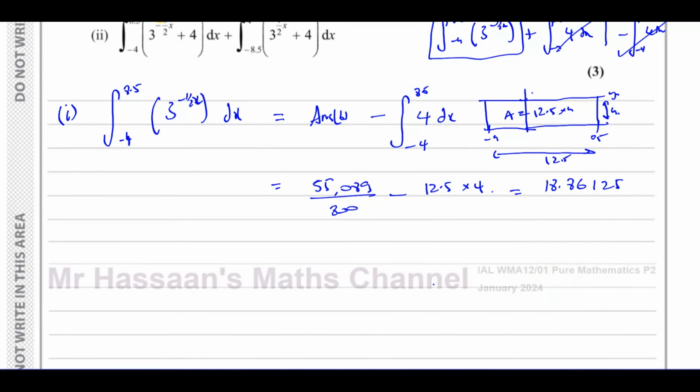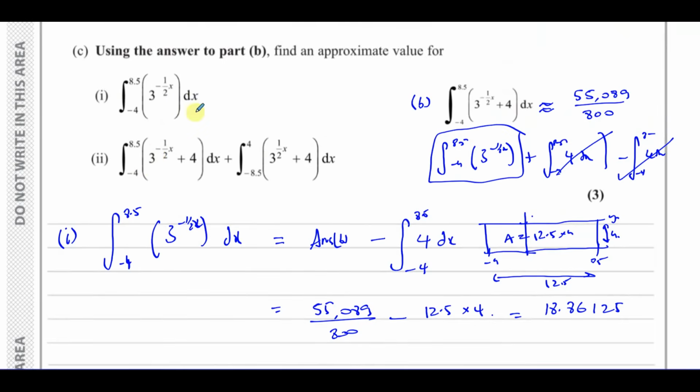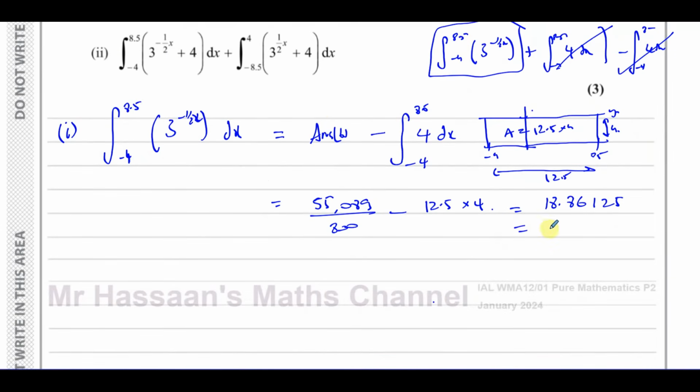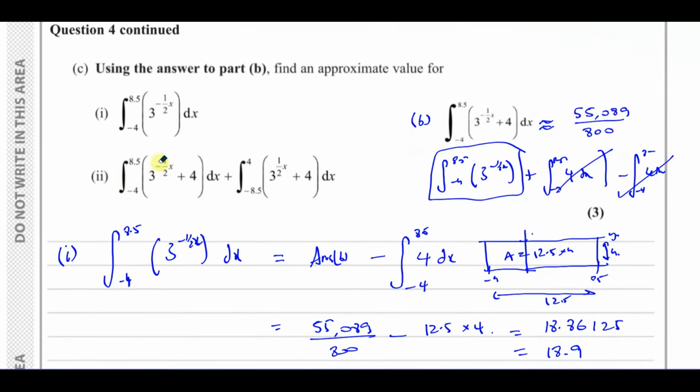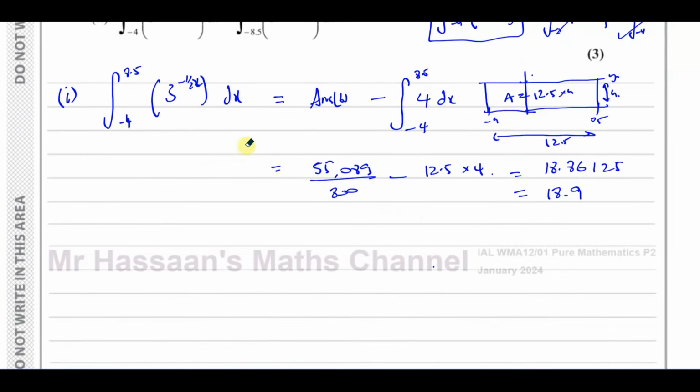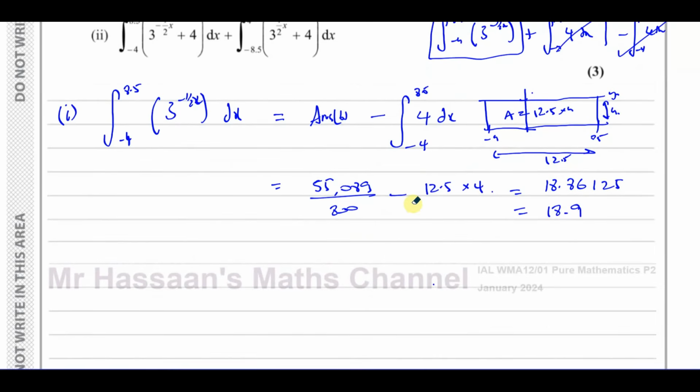It doesn't tell us how to round it, does it? No, so it's best to write it to 3SF, 18.9 square units. Okay, so that we can say is the answer. In fact, they didn't ask us to write it as an area, so we didn't have to put even square units. It didn't say find the area, it just says find the value of this integral. So you don't have to put square units, that's fine.